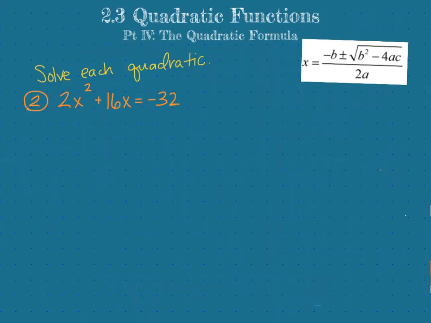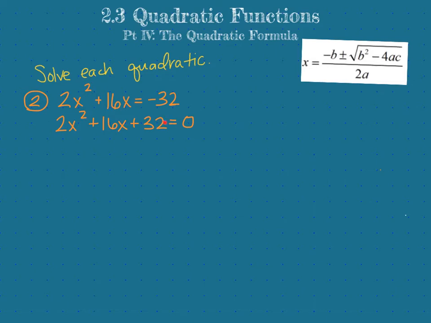All right, let's take a look at this next problem. We see that we do not have it equal to 0, and in order to factor or to solve or to use the quadratic formula, we do need to have our quadratic equal to 0. So I'm going to add 32. So we'll end up having 2x squared plus 16x plus 32 equals 0. We added 32 to both sides. So now we have our quadratic equation equal to 0.